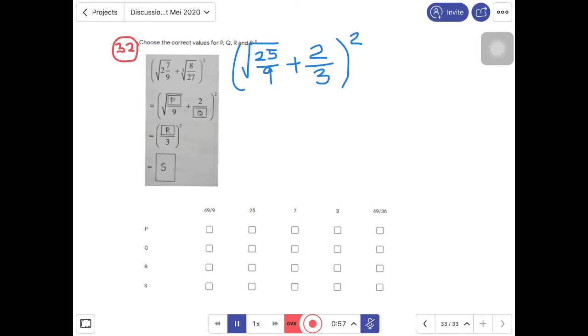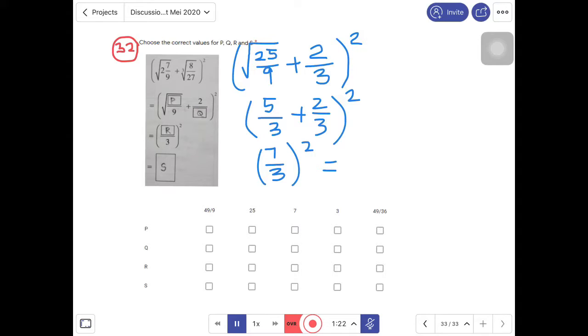Then here you can get the square root of 25 is 5 over square root of 9 is 3, and then plus 2 over 3. And outside the bracket we have square. So inside here we have 7 over 3 squared. So our final answer is 7 squared is 49 over 3 squared is 9. Or you can have a mixed fraction 5 4/9.